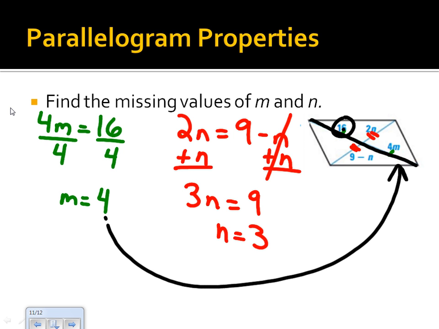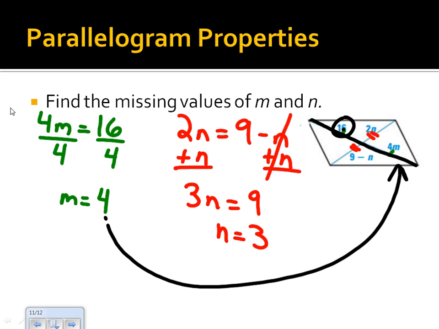18. How'd you get that, Ryan? 9 by 2, but it's not 9, it's 9 minus N. So what's N here? 3. So what's 9 minus 3? 6. Then you can multiply 6 by 2. 6 times 2 is 12. Okay?